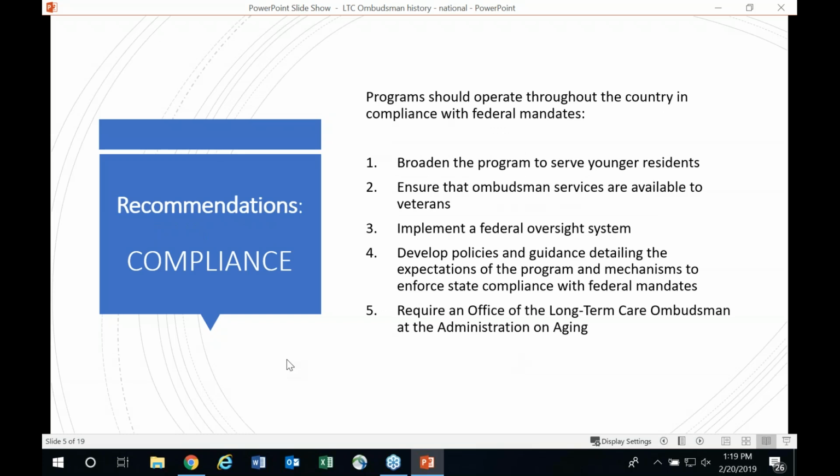So definitely the program should operate throughout the country in compliance with federal mandates, and that was really a big undertaking. So the first recommendation was around that compliance issue. So they recommended that we broaden the program to serve younger residents, ensure that the Ombudsman services were also available to veterans, and a federal oversight system should be implemented, and policies and guidance should be developed to detail expectations of the program and mechanisms to enforce compliance with those federal mandates. They also recommended that an Office of the Long-Term Care Ombudsman be required at the federal level in the Administration on Aging, which is now the Administration for Community Living.